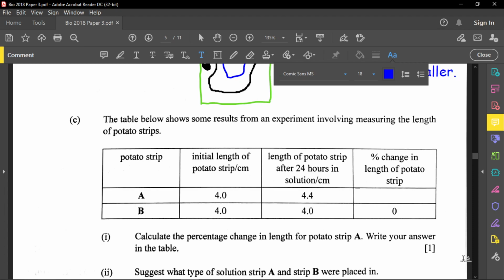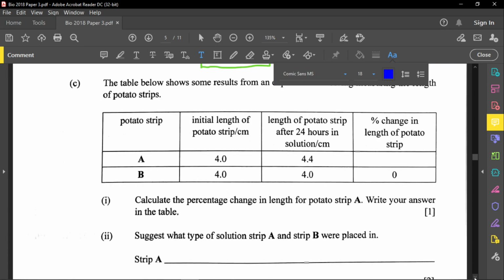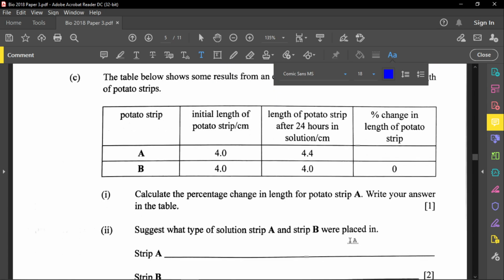All right, so let's now go into what it is saying. The first part of the question says calculate the percentage change in length of the potato strip. So what you want to do to calculate this is simple. You're going to subtract the original length from the final length. The final length was 4.4, and you're going to subtract 4 from that. The answer you're going to get there is 0.4, okay?